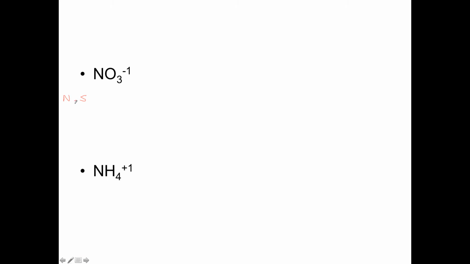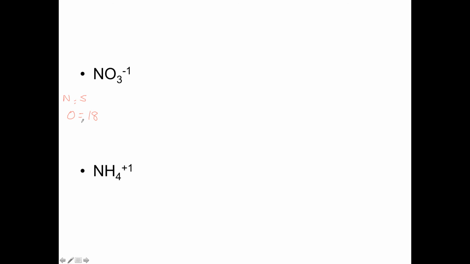I have 3 oxygens. Each oxygen is 6. That gives me a grand total of 18. And you might be thinking, well, what is with this -1 here? That wasn't on the other ones. Well, when you see a -1, that actually means that you're adding one additional electron.